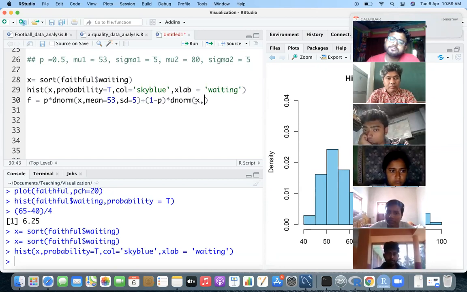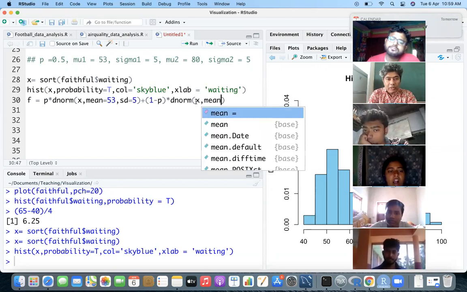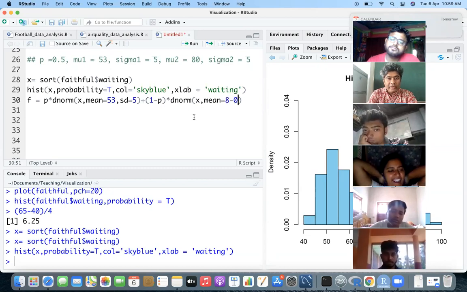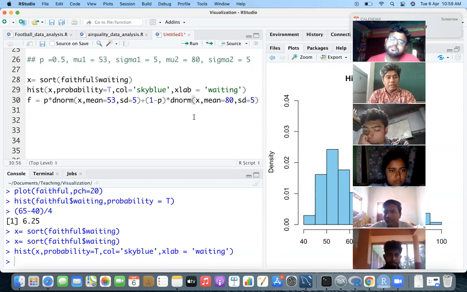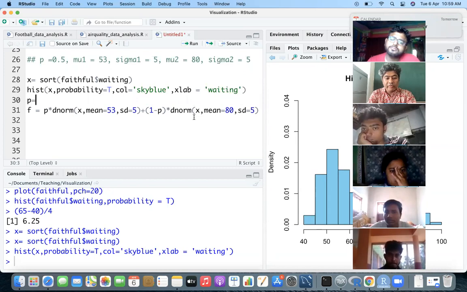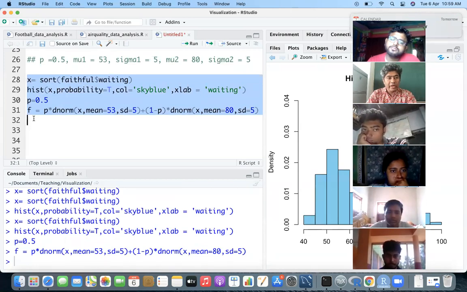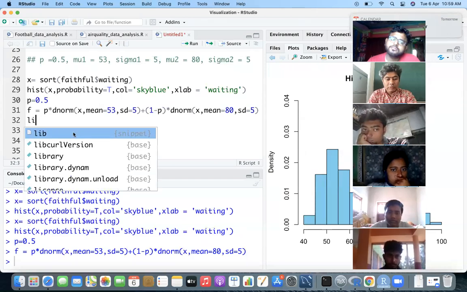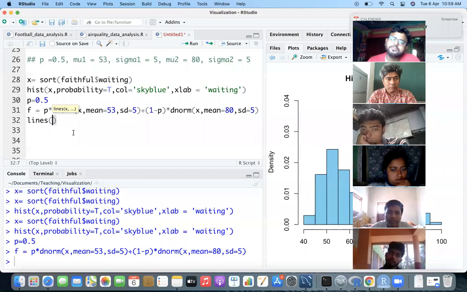dnorm(x, mean equal to 80 and sd equal to 5). Oh, I have to do p equal to 0.5. Okay, so now I have it, and now I will draw a line: x comma f, color equal to red, with line width lwd equal to 2.